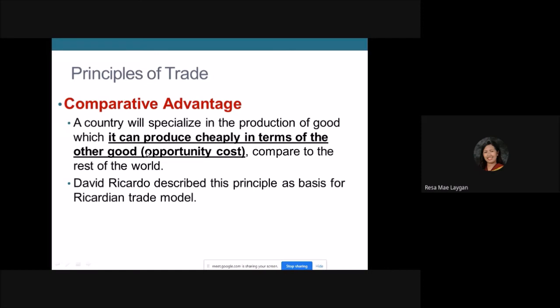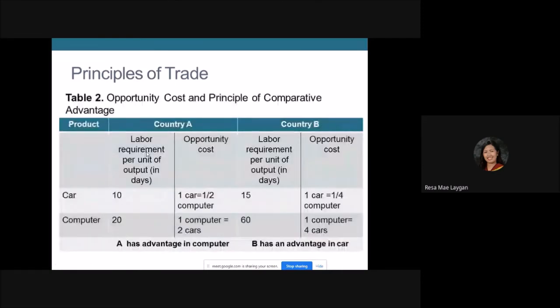So this can be actually understood, no, using this example. So we have here the opportunity cost and the principle of comparative advantage. So in country A, the labor requirement per unit of output in terms of days is 10 for the cars, while 15 for country B. And in terms of computer, 20 kay country A, then 60 kay country B. So opportunity cost, one car is equivalent to 1/2 computer. Then sa computer, makakagawa ng one computer equivalent to the two cars.